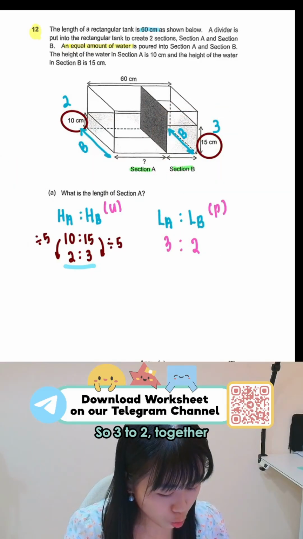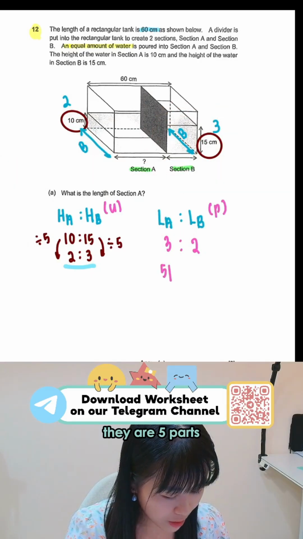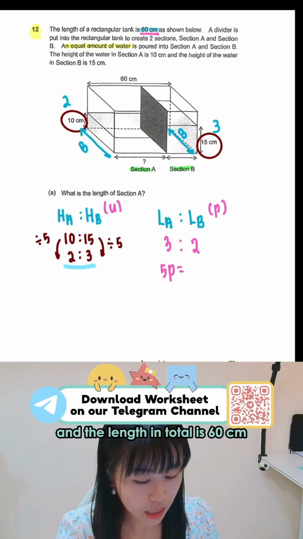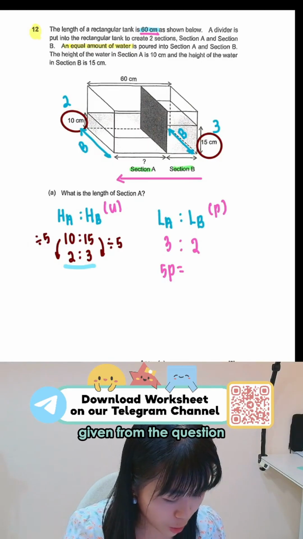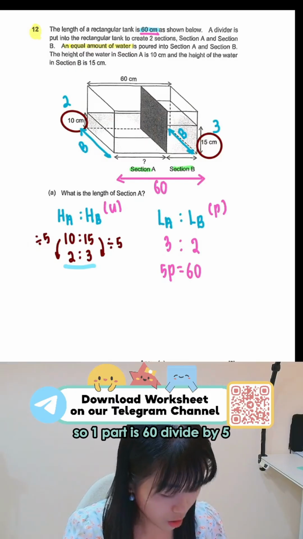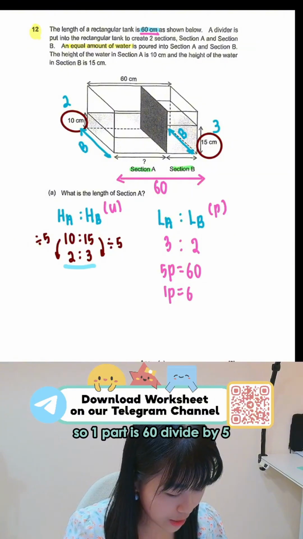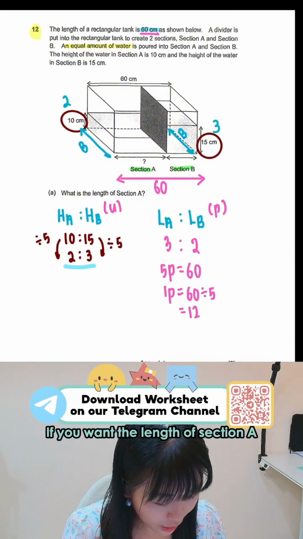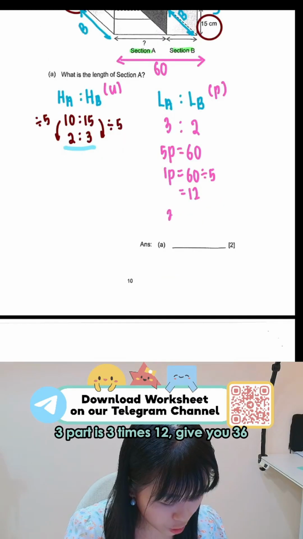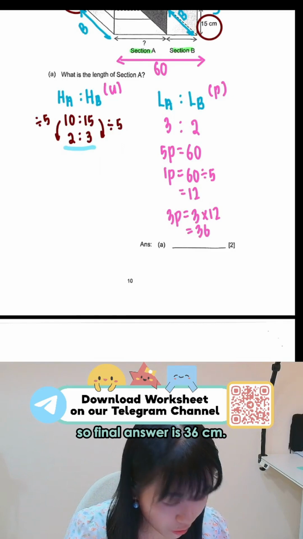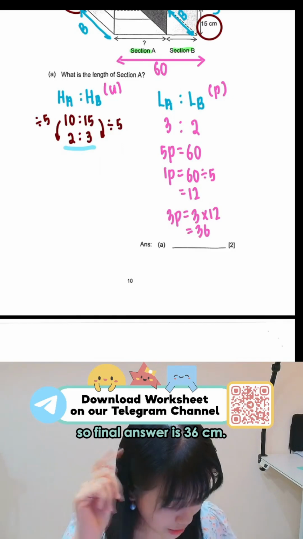So 3 to 2, right? Together, they are 5 parts. Okay, their length make up 5 parts. And the length in total is 60 cm given from the question. So 60 is here. 5 part is 60. So 1 part is 60 divided by 5. Okay, you get a 12. If you want the length of section A, that is 3 part. 3 part is 3 times 12 give you 36. Alright, so final answer is 36 cm.